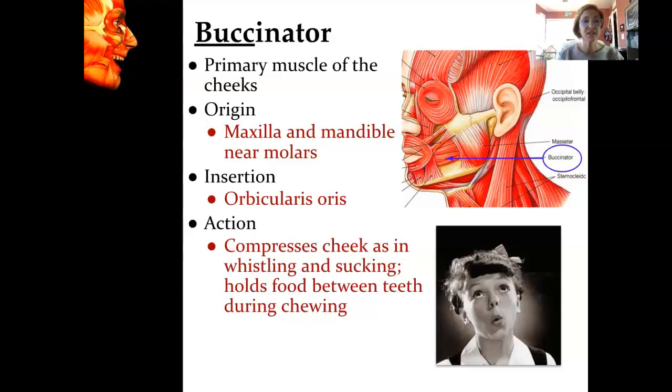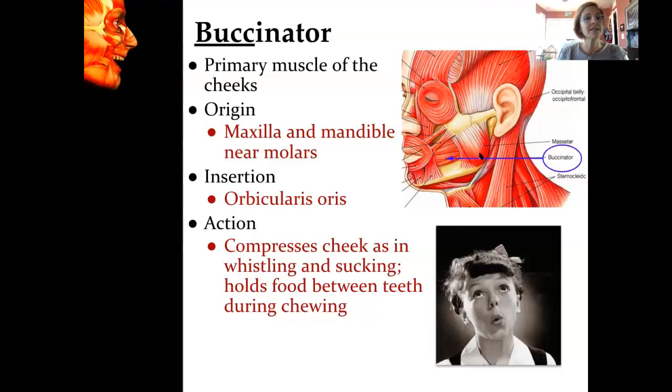So it compresses the cheeks like when you're sucking on a lollipop, or when you're trying to whistle, or probably if you play a wind instrument and they don't want you blowing your cheeks out, right? Like that, they want you to hold them in. So this compresses food and keeps it in the buccal cavity. So this actually aids in the whole eating process because it keeps food in the area where it has to be mechanically broken down. Okay, so horizontally, and it's deep to the masseter. That's the buccinator. Any questions on that one?